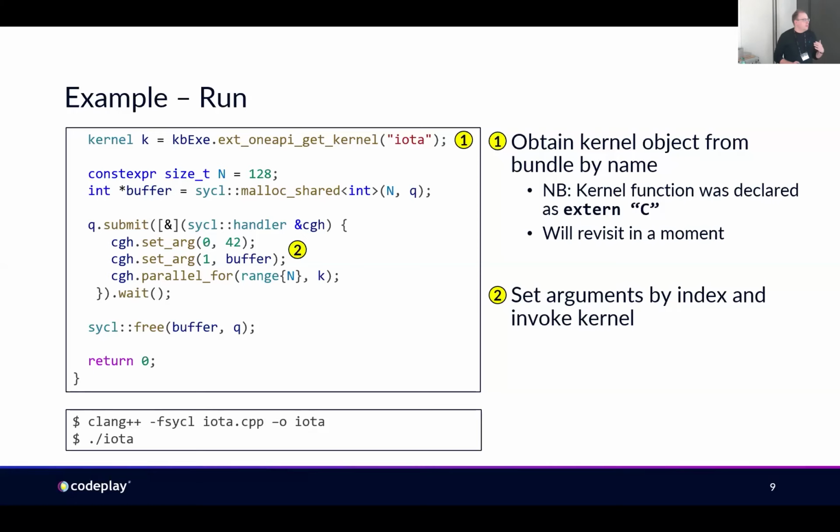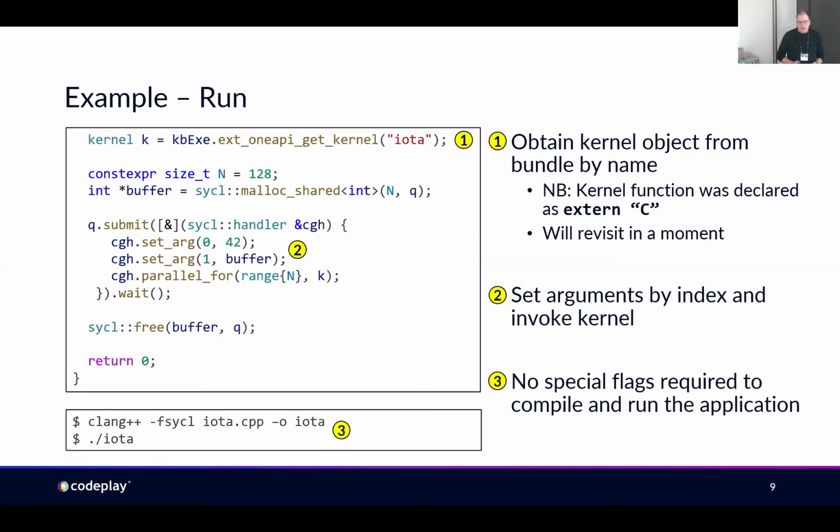Meaning we use our handler to set the arguments by index in order, and then can invoke the kernel with the kernel object that we obtained from our compiled bundle. Last note to make here is there are no special flags required to compile your RTC-enabled application, so it's just your compiler with -fsycl, in the case of DPC++, to compile and run it. So no special source required here.